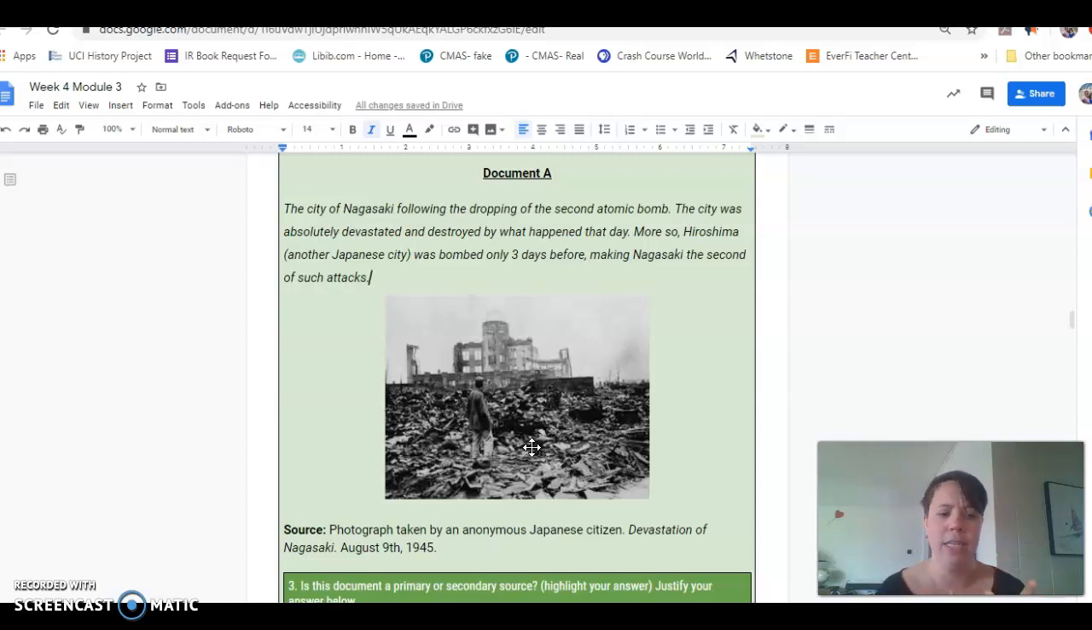There's shadows of people left behind because their bodies were not. I'll actually find a link and post it in here to a video where you guys can see kind of the fallout of that. This photograph was taken by an anonymous Japanese citizen. It has since been titled The Devastation of Nagasaki, and it was taken August 9th, 1945. So this is a Japanese man sort of looking at the rubble and destruction of his city.